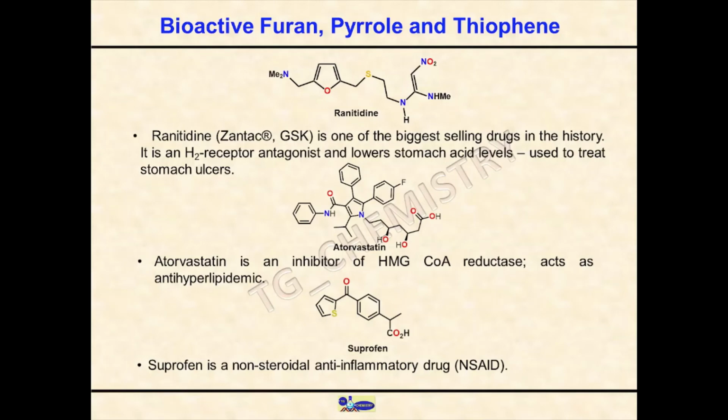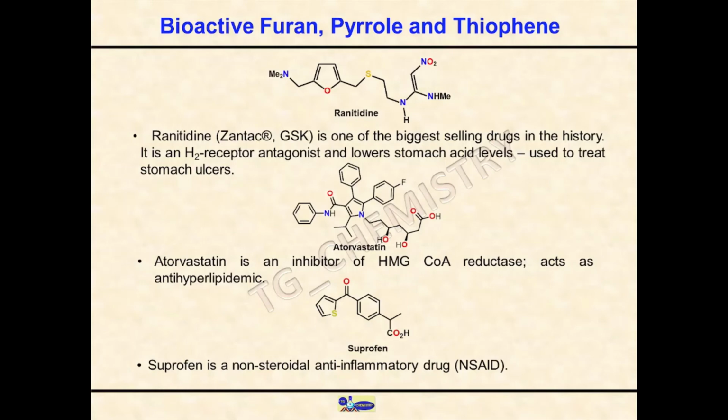Ranitidine is one of the biggest selling drugs in history, and it is an H2 receptor antagonist that lowers the stomach acid levels and is usually used to treat stomach ulcers. And we are quite familiar with ranitidine as Rantac or Zintac in that form.